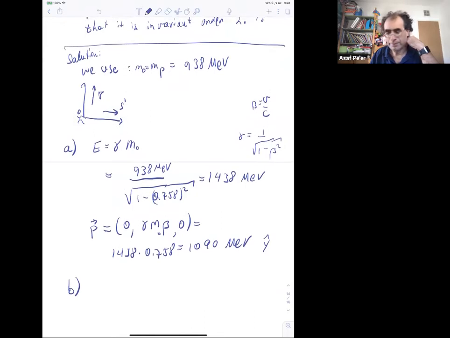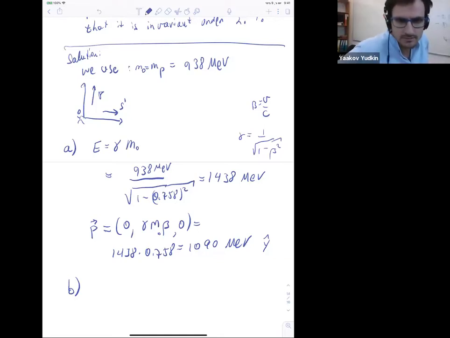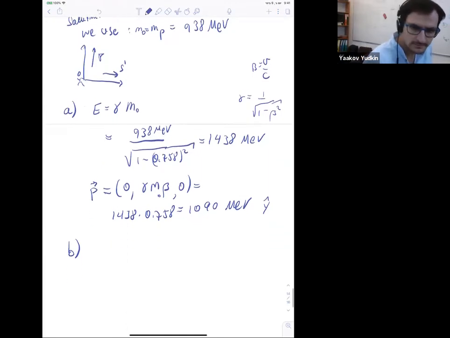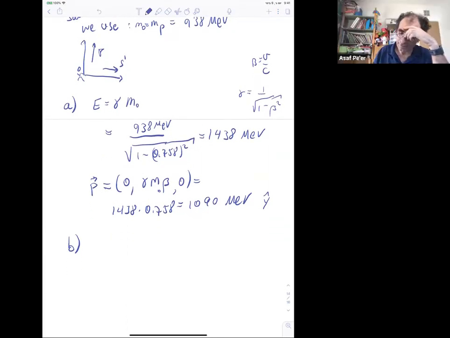By the way, as you've seen in part A, there was no Lorentz transformation involved, right? Just the use of the energy and momentum definition. Now let's do part B. What do we do in part B? Now we do need to make a Lorentz transformation, right? You write the matrix and then multiply it by the solution from A.